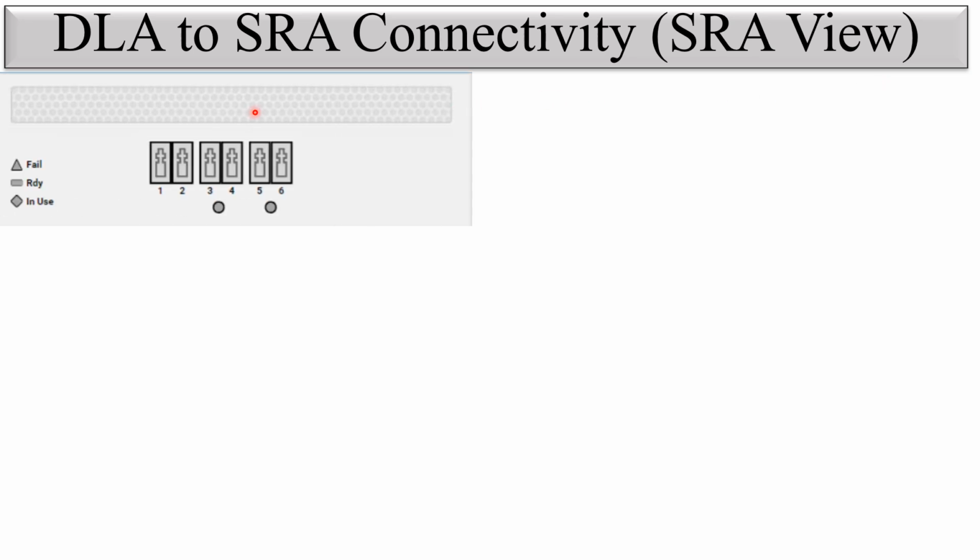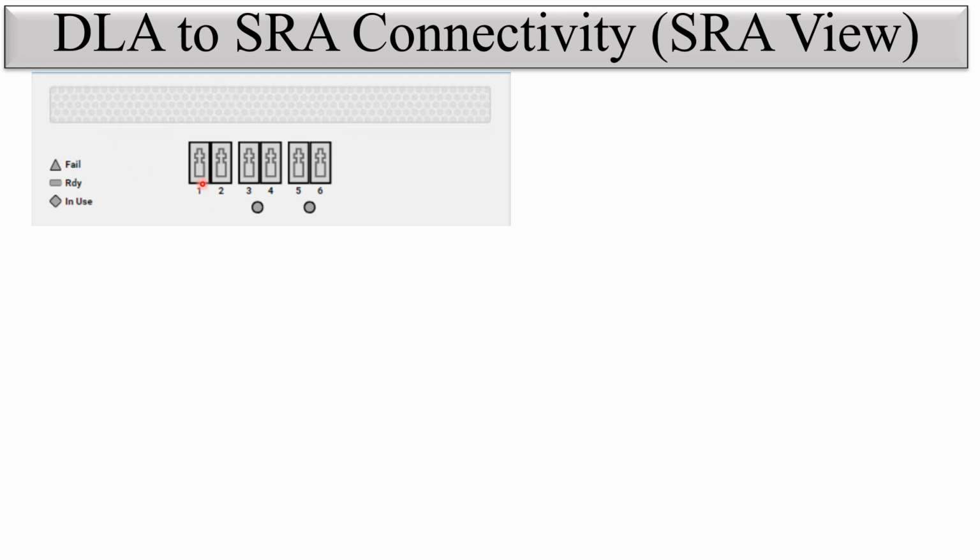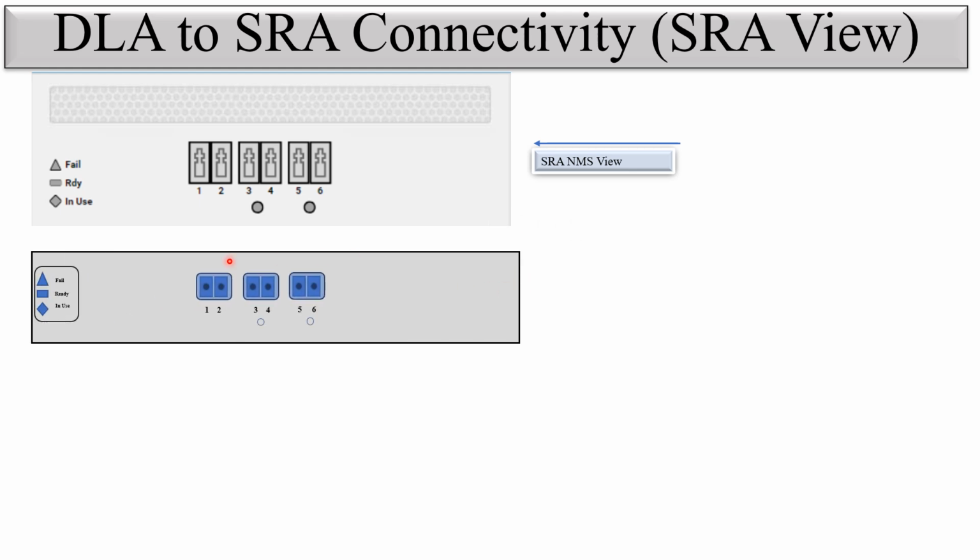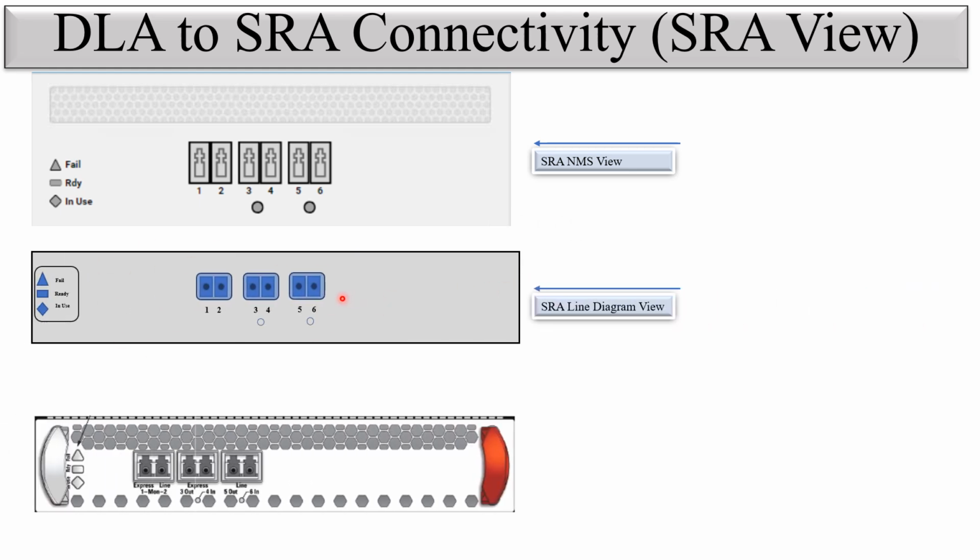So DLA to SRA connectivity, SRA view. Let's discuss first the SRA view, how the SRA looks and what ports are included in the SRA. So you can see here, this is the SRA. You can see here ports 1, 2, 3, 4, 5, 6. This is the NMS view of the SRA card. This is a line diagram of the SRA card, and this is a physical view of the SRA card.